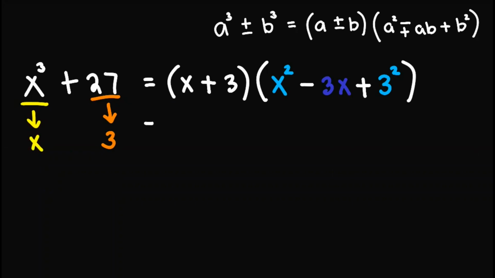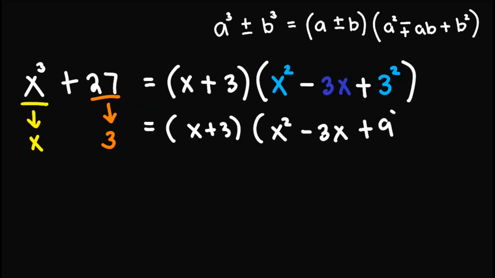So simplifying, this one is x plus 3 times x squared minus 3x plus 9. So that is the factored form of this sum of two cubes.